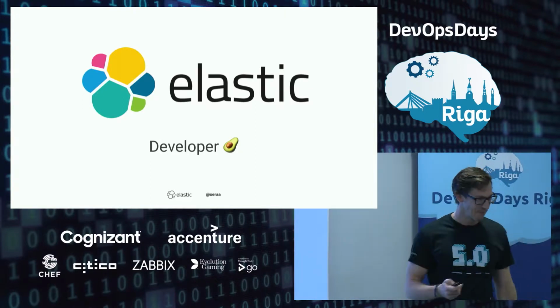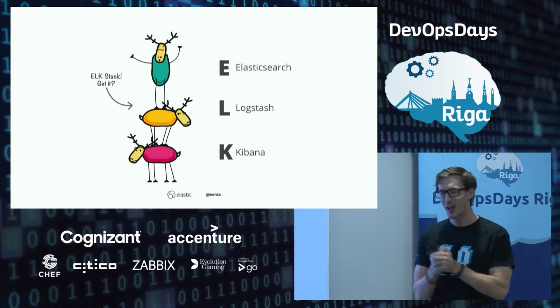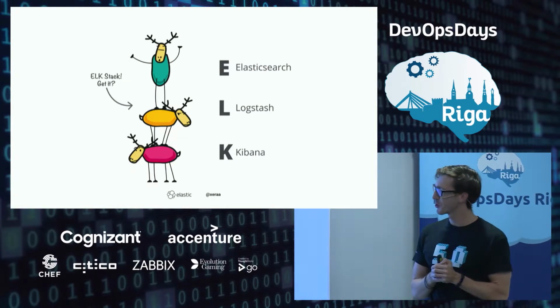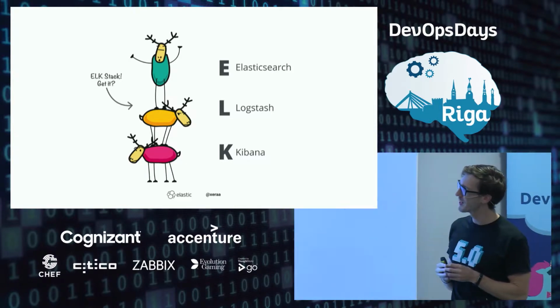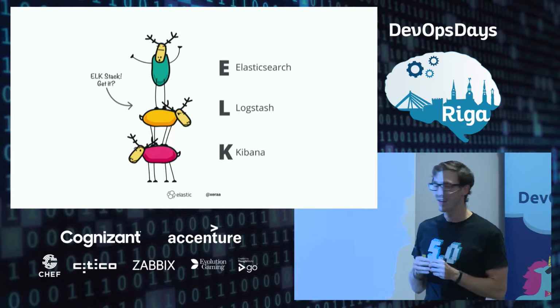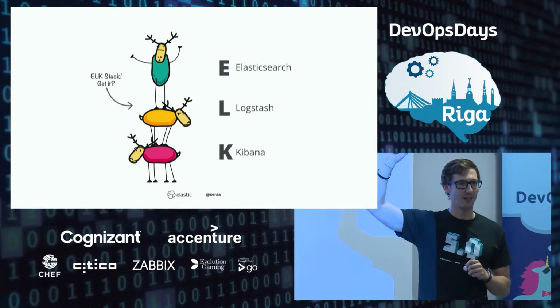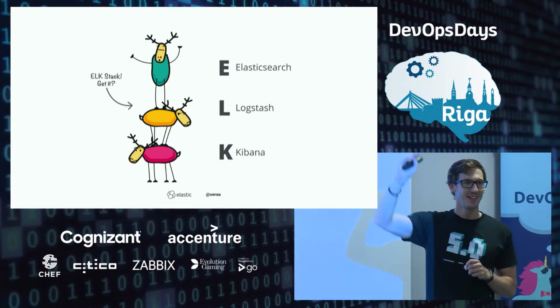So we have these nice products: Elasticsearch, Logstash, Kibana, the good old ELK stack. We just took the first letters and one is sitting on top of the other. Is anybody using that for logging already? Yes, my friends.